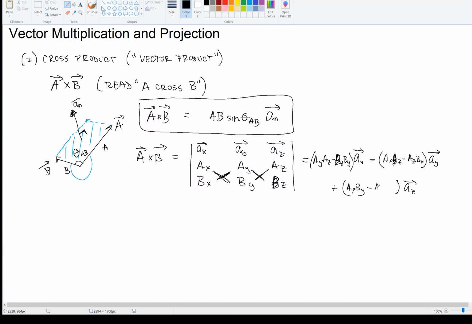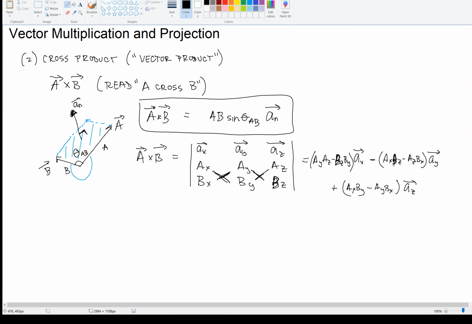minus AYBX, like that. So this silly kind of operation, you know, there's a mathematical basis for this operation, but on the surface it seems kind of silly. But that's how you compute the cross product, A cross B. All right, and it's going to turn out then you have a direction that is normal to that parallelogram.